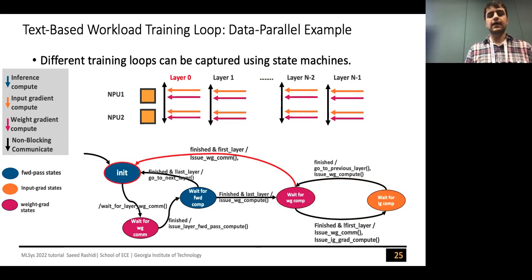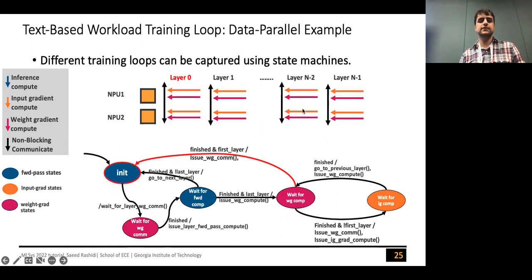So after all of these, after we reach layer 0, then we are good to go and start a new training iteration. And here, after we reach the init state, then for layer 0, we just iterate over these three states. And we want to make sure that if there is a pending communication for that layer, then we need to have a blocking wait for that layer because we cannot proceed.